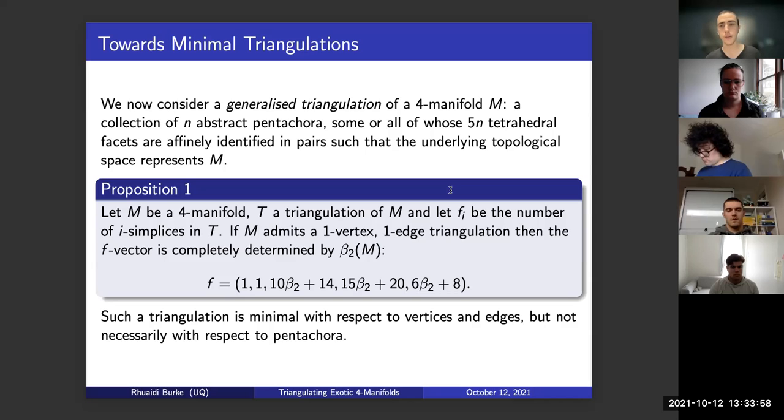Now, they're not necessarily minimal with respect to pentachora, but the idea that I have here is that if you can get down to one vertex and one edge, it fixes the F vector completely, so you know precisely what you can get down to. And so at least it gives you a bit of a benchmark to work with.